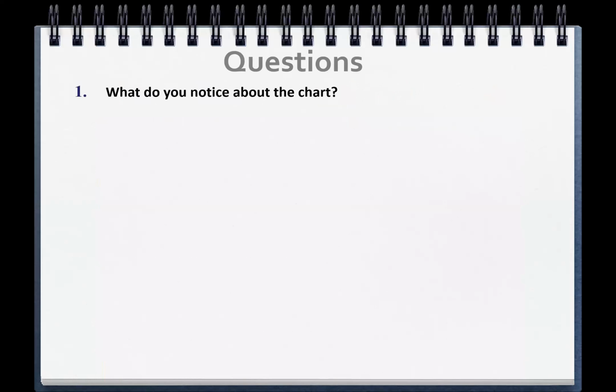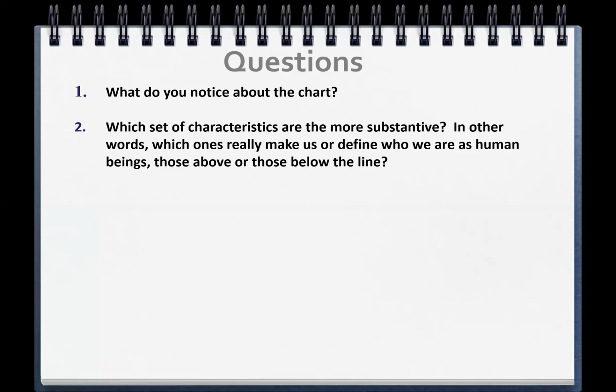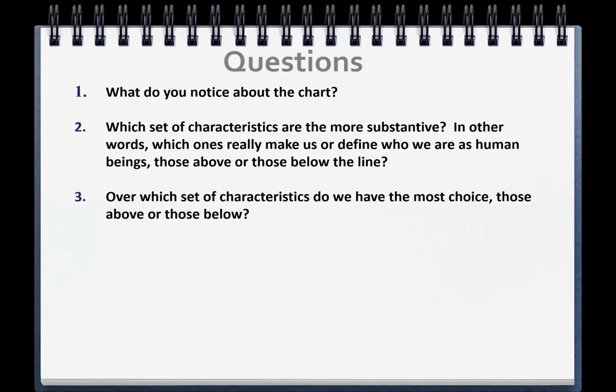So I want you to think about these questions as it relates to that model that we just saw. What did you notice about the chart? Number one, there's a whole lot less that we are aware of at the top than there was at the bottom. So when you look at those sets of characteristics, what sets are the most substantive? Well, the ones at the bottom were. In other words, which ones really make us or define who we are as human beings, those above or those below the line? And it looks like those below the line is the real answer.